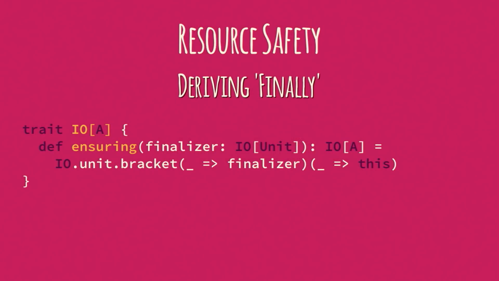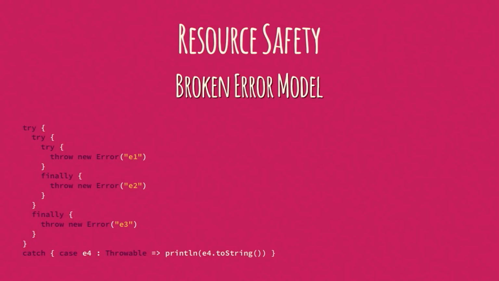With bracket, you can make the equivalent of finally. And it's as simple as this. You bracket unit, basically, and you call the finalizer in your release, and then you do this action as your body. And then you have a nice way to get all the same things you would get out of finally, only in a way that's not broken. This is the Scala model for finally.